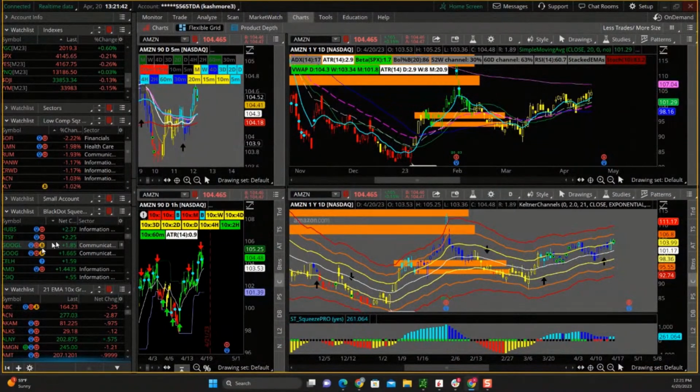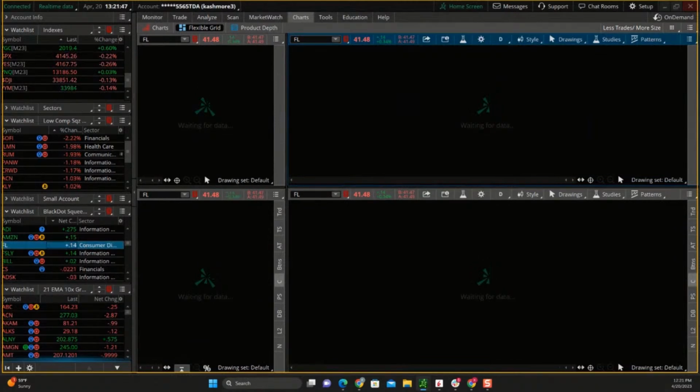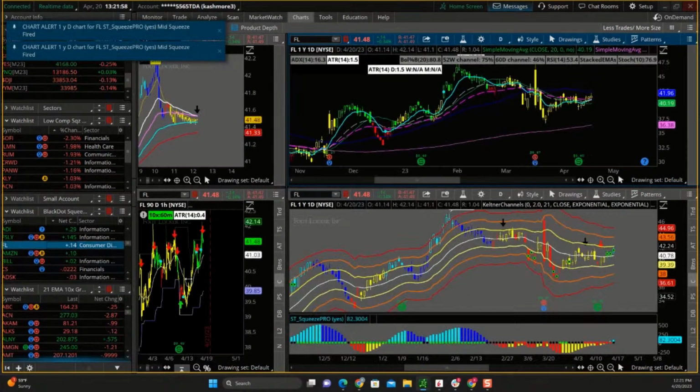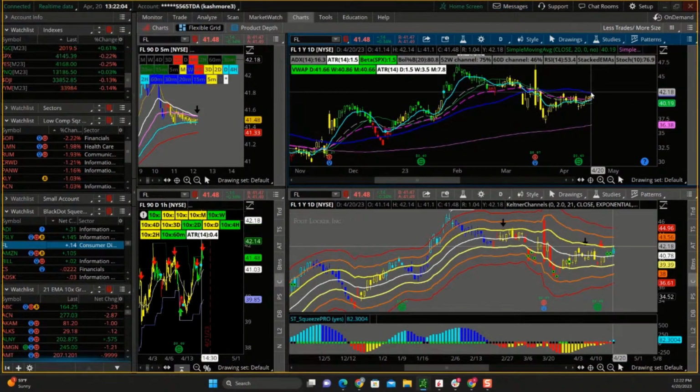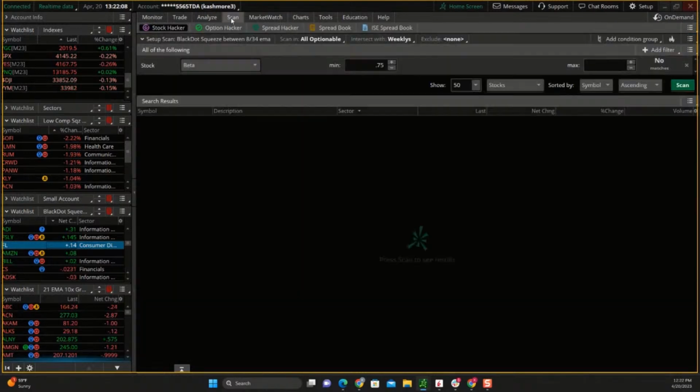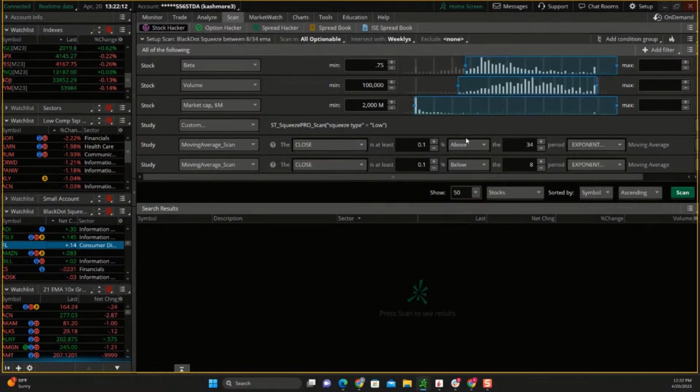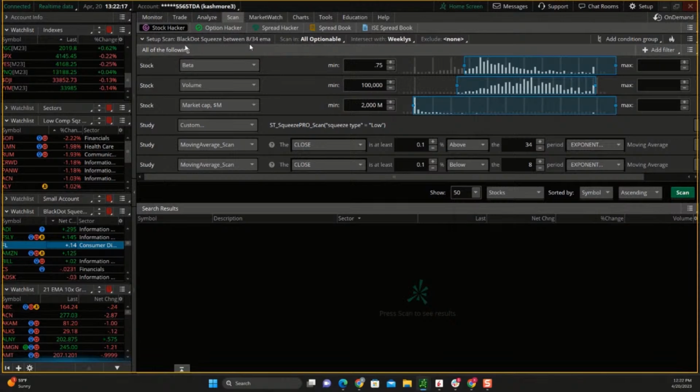I always see if there's any other multi-time frame squeezes going on. Footlocker. You're welcome, Otis. Footlocker. Look at that. But I don't like how it's below the 50. So not all squeezes are created equal. Let's go ahead and scan. We'll run a scan real quick of some potential squeezes. So this is my low compression squeeze at the entry point. Let's check that out.